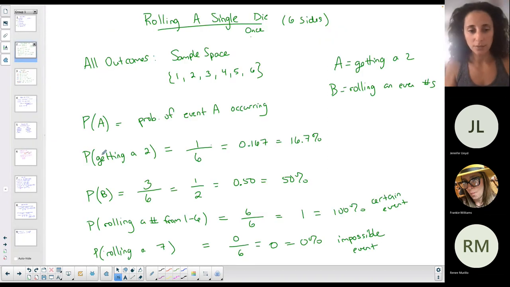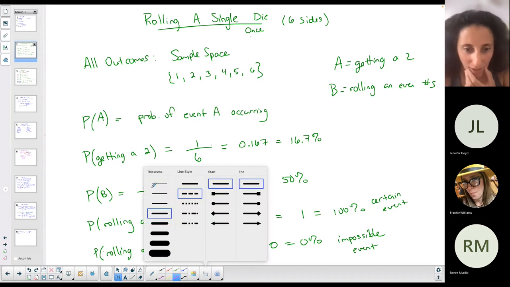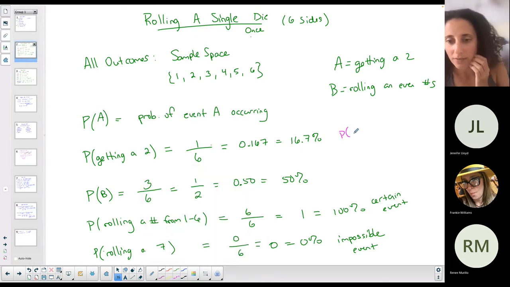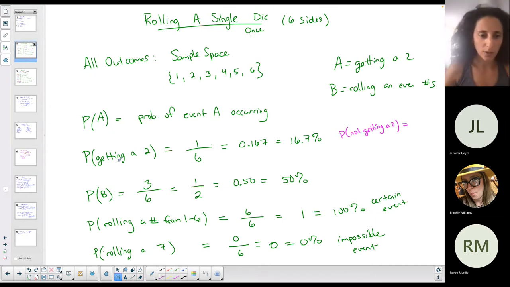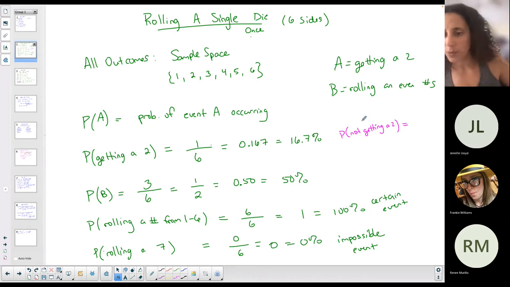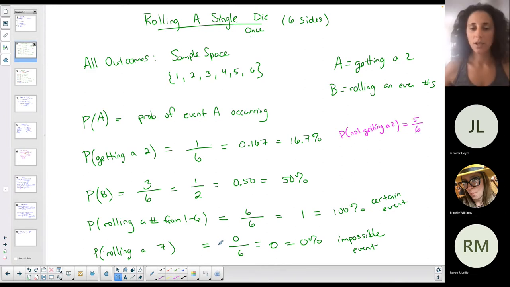Let's talk about this, going back to rolling a single die. If I talk about getting a two, the complement of that is not getting a two. It's everything but that. What's the probability of not getting a two from this particular case, rolling a single die once with six sides? I know the probability of getting a two is 1/6. What's the probability of not getting a two? Everything but a two. 5/6. Well, what do you notice?